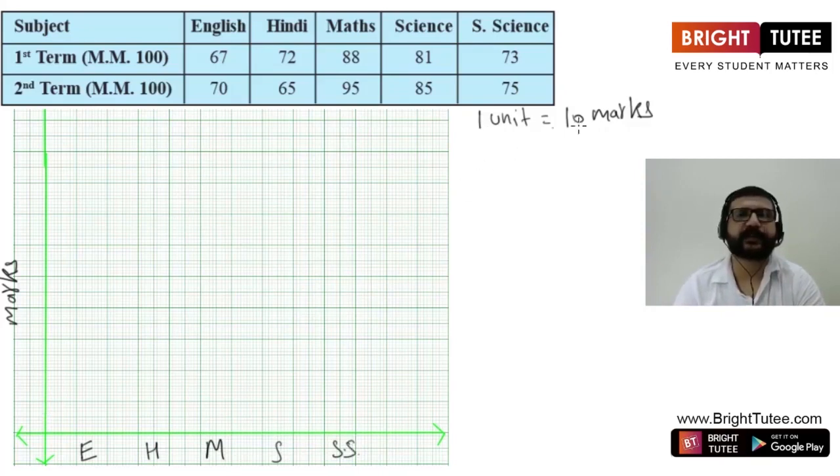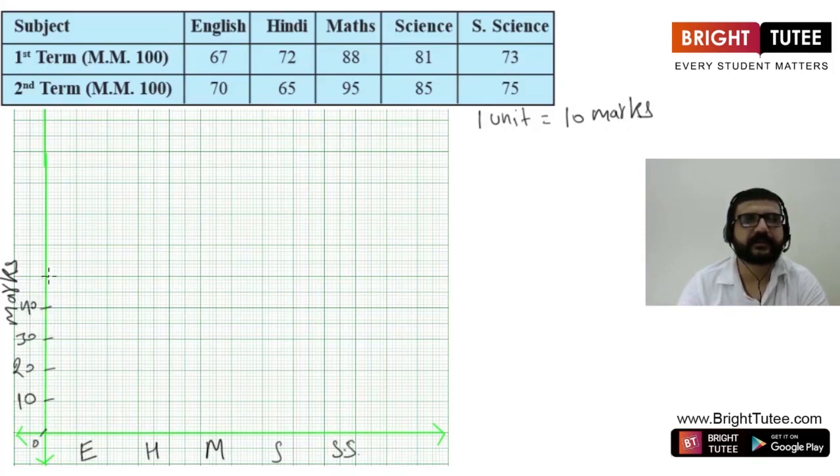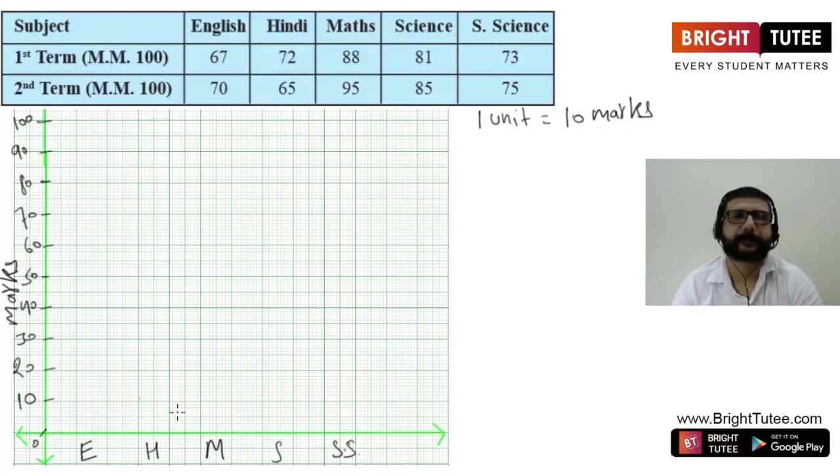And as the scale is 1 unit is equal to 10 marks, so let's write it here. This point is 0, and then this will be 10, this will be 20, this will be 30, and then 40, 50, 60, 70, this will be 80 here, and then 90, and then 100. Now we have to draw the bars for each and every subject.